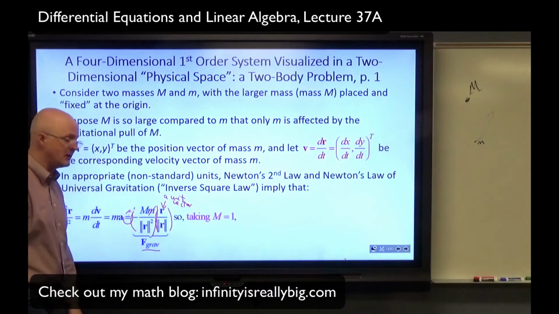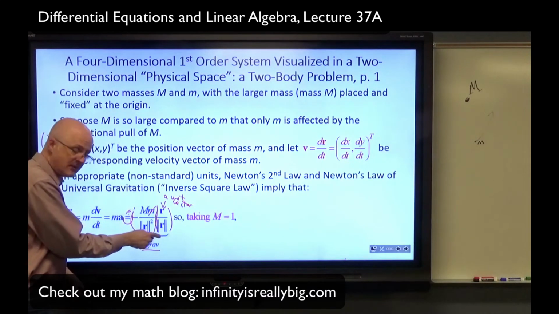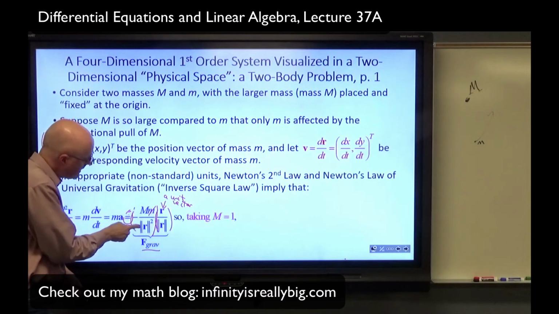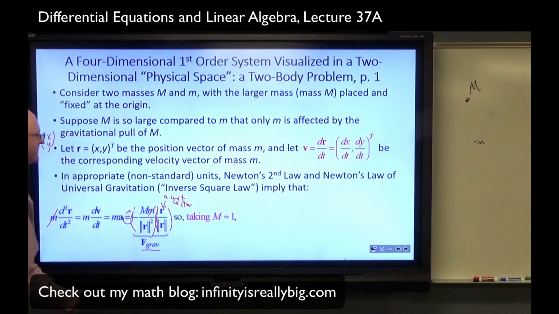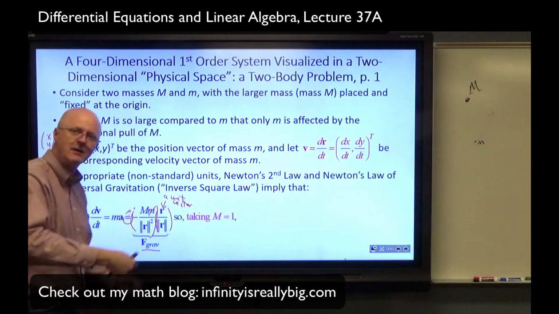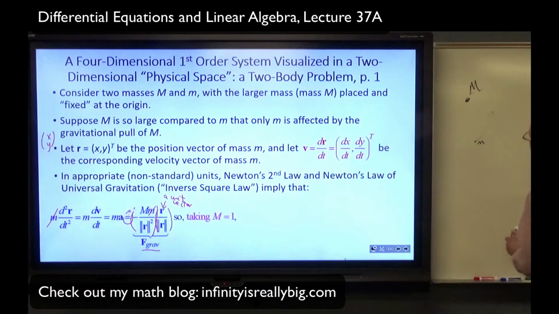The magnitude of the force is the magnitude of just this part, because that's a unit vector. And it's called an inverse square law because you get the length of r squared in the bottom of it. However, when you write it as a vector equation, you need the negative sign here because the force has to point from the little mass toward the big mass. That's got to be the direction of the force.